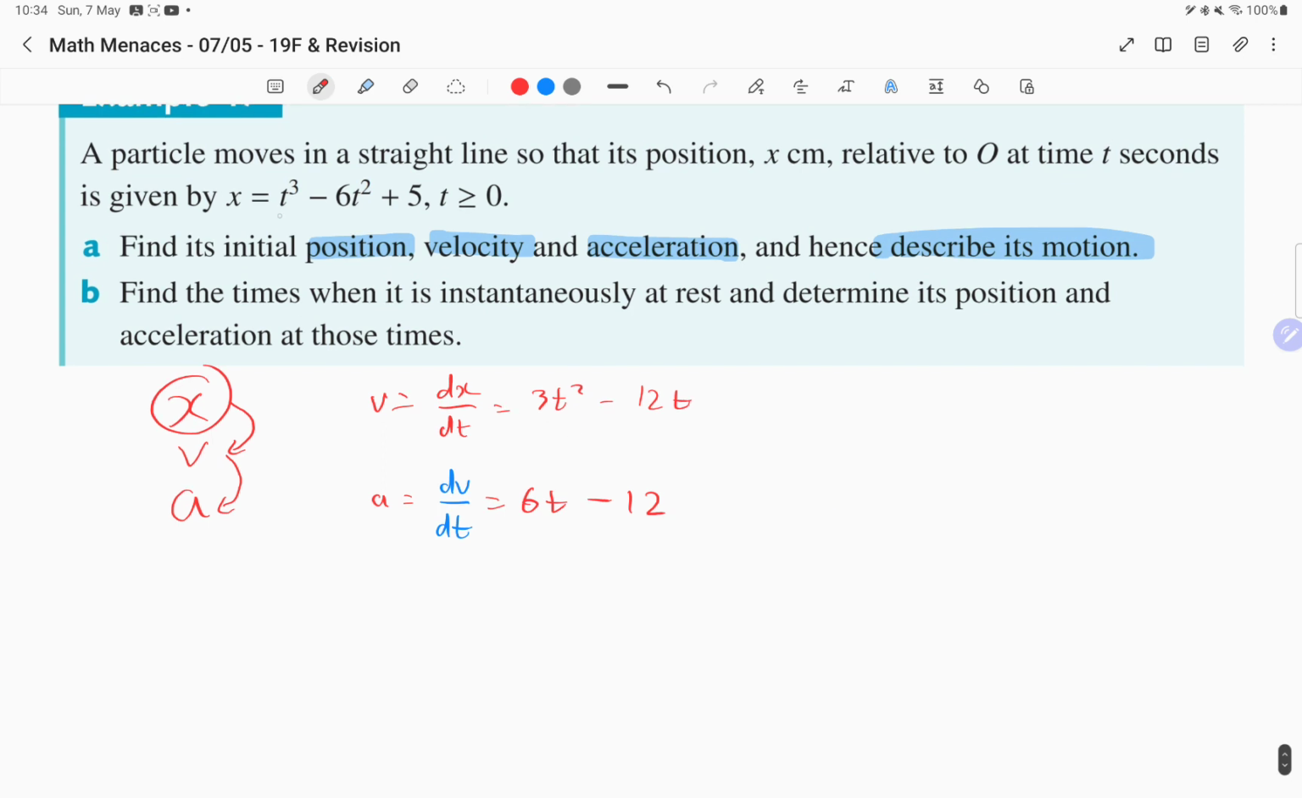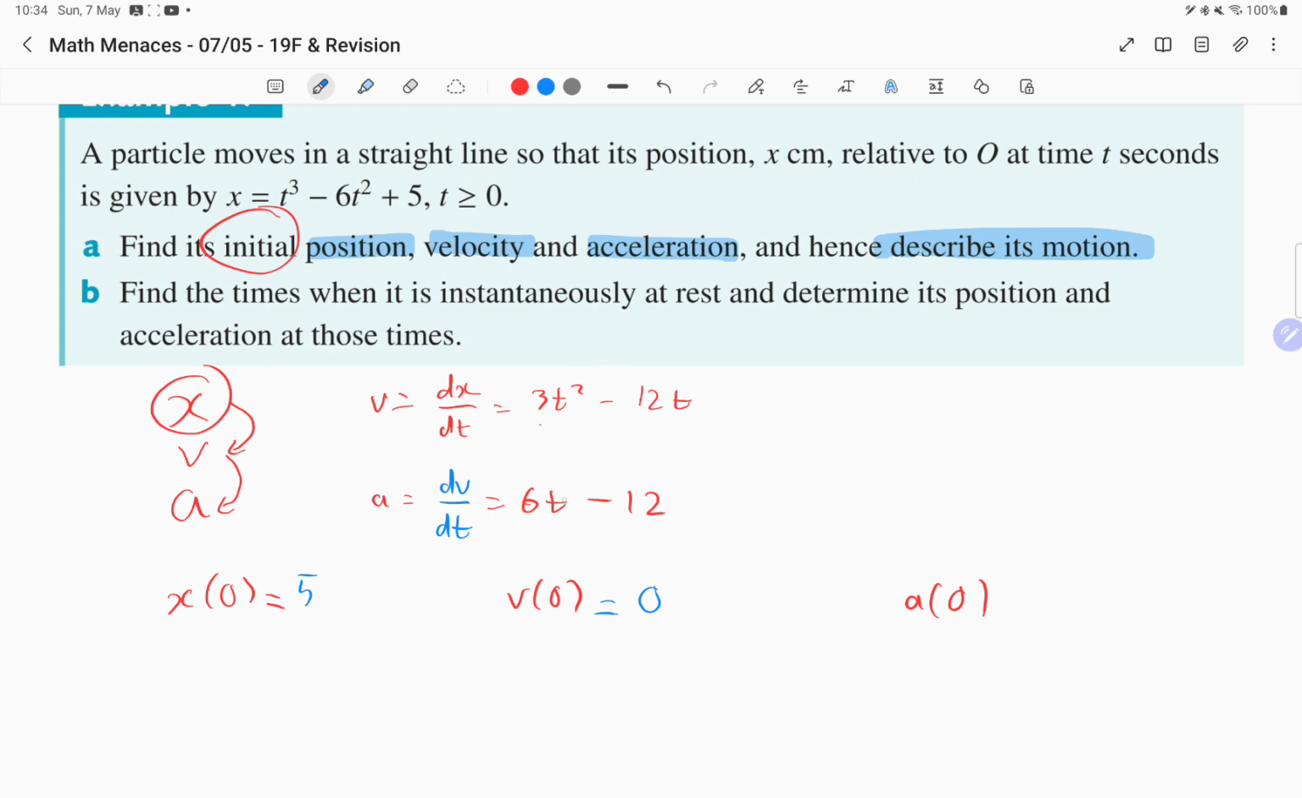Now they ask us for the initial position, velocity, acceleration. Essentially, they're asking us for x of 0, v of 0, and a of 0. Okay, just sub the time 0 into each of the xva equations. These are all polynomial equations, which means that when you sub 0 in, you just ignore anything that has t in it. So the answer would be 5. And then the velocity at 0 would be 0. So the answer is just 0.